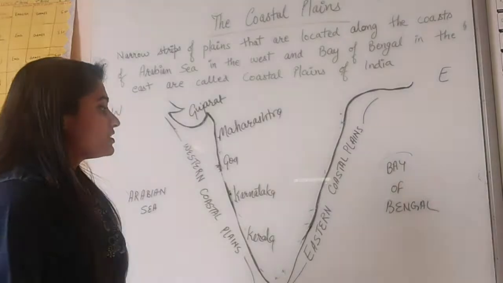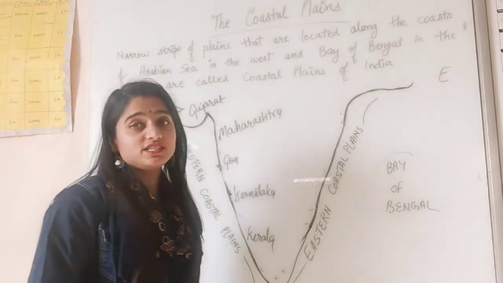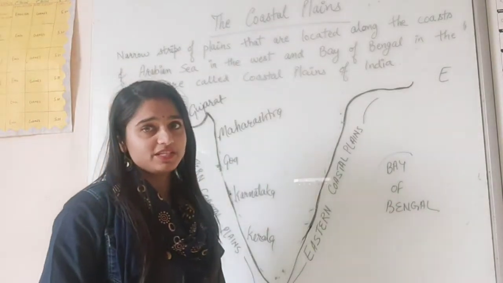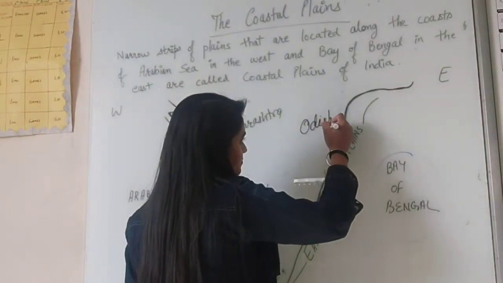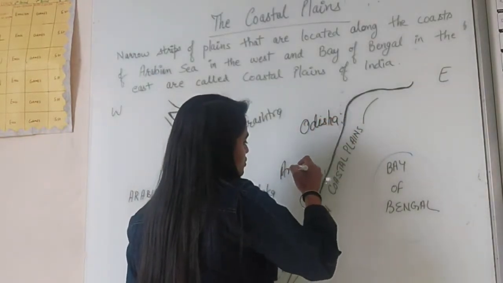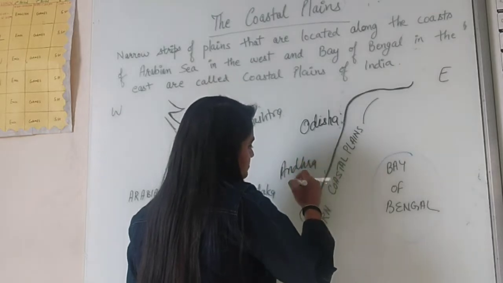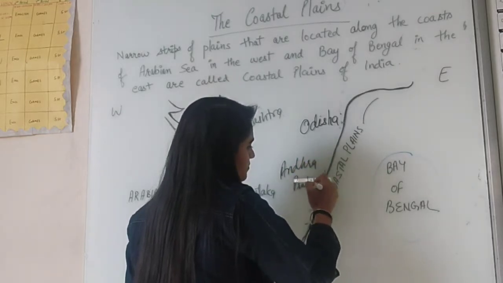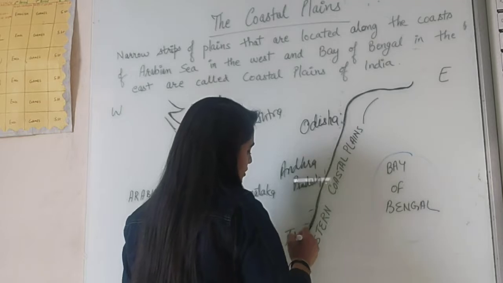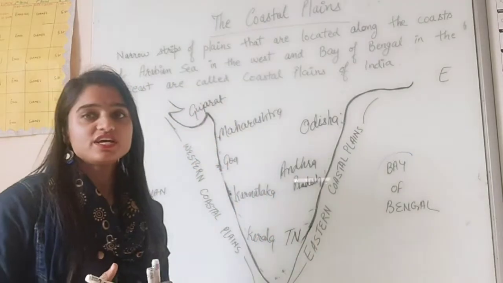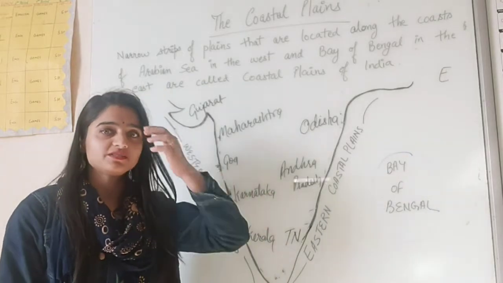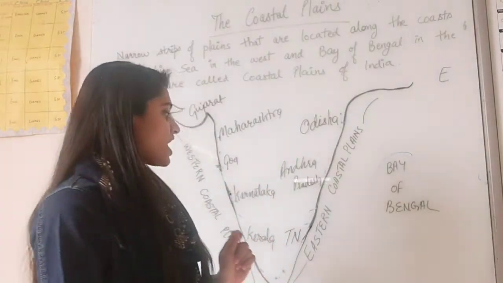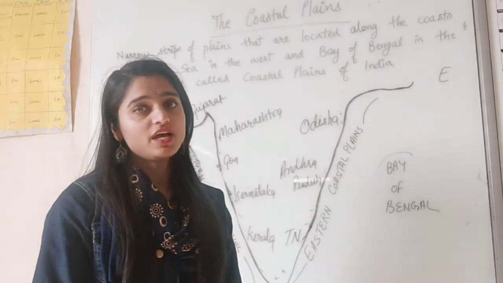Secondly, if we talk about the states which lie on the eastern coastal plains, जो eastern coastal plains पे lie करते हैं, the first one is Odisha, then Andhra Pradesh, and Tamil Nadu. So these are the three states which lie on the eastern coastal plains.